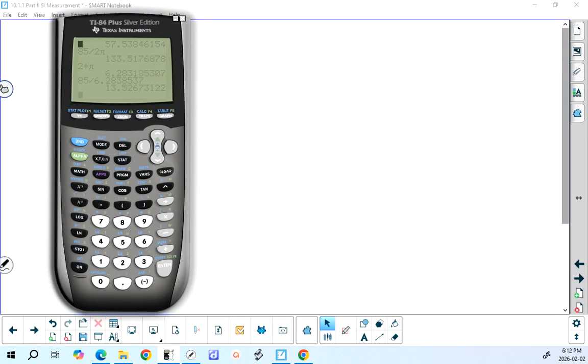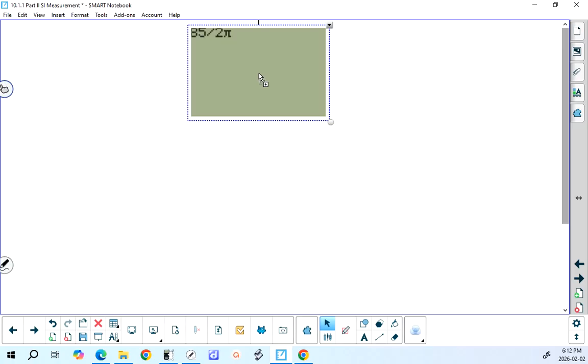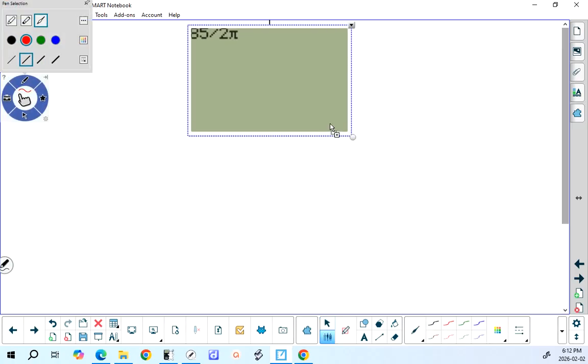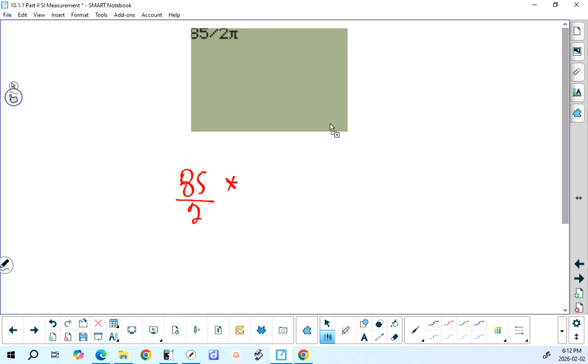The issue is the following. I'm teaching you how to use your calculator. If you take 85 and enter divided by 2 pi, what your calculator is seeing is this. It's seeing 85, and then it's going to divide that by 2. But between the 2 and the pi is a multiplication sign, so it's going to multiply that by pi. And that's not what we want. That is not going to give us the answer.